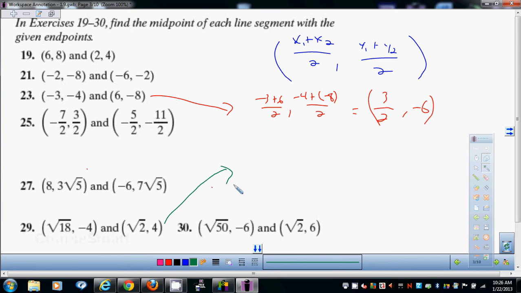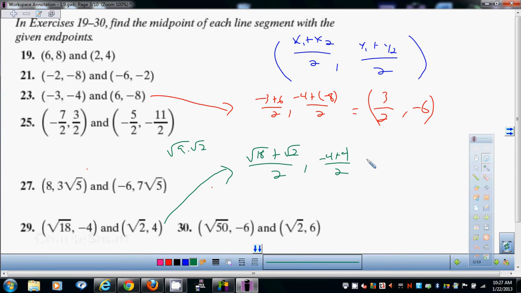29. So it's the radical of 18 plus the radical of 2 over 2, comma, negative 4 plus 4. Whenever they give you two different radicals, they don't want you to just leave it. Most likely if they give them to you, it's because one of them can reduce. Which one of these radicals can reduce in any way? The 18, which is the same as square root of 9 times square root of 2. Square root of 9 is just 3. So 3 radical 2 plus 1 radical 2. 4 radical 2 over 2, which I'll reduce in a second. Negative 4 plus 4 is 0 over 2.